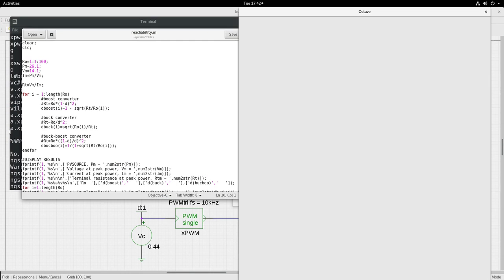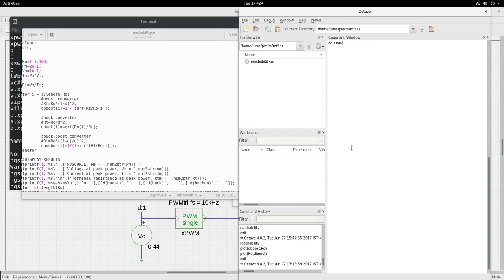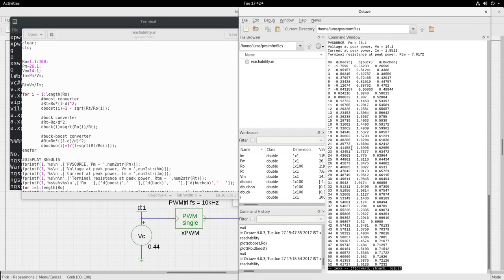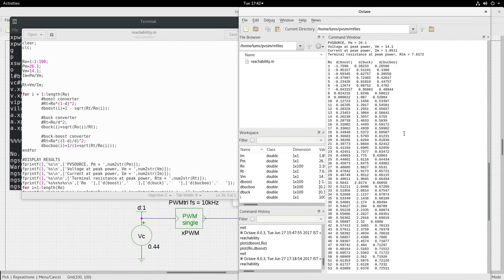So let me have Octave. Let me go to the M file where you have reachability.m, and let me clear this workspace screen and type in reachability. So you see here that we have the PV source details listed here. Voltage at peak power 14 point, current at peak power 1.8, terminal resistance at peak power 7.6 ohms.